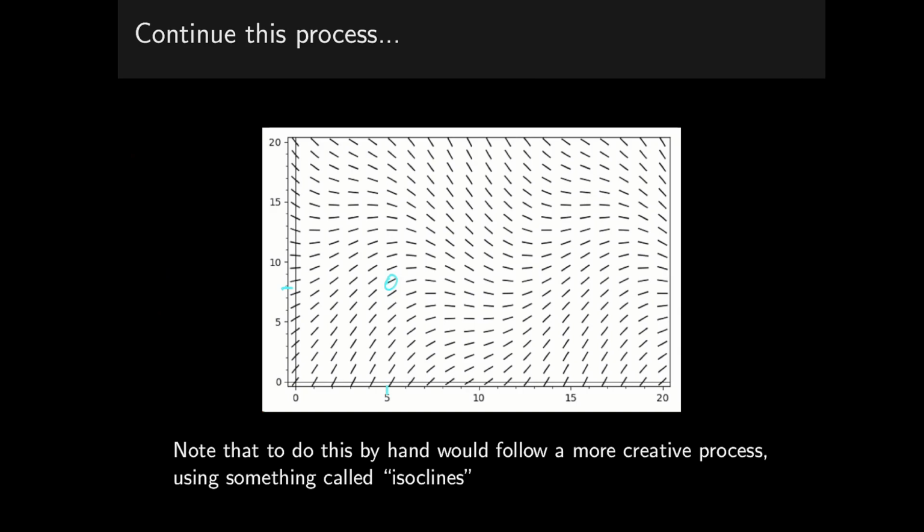Okay. So again, why do we care about this? We care about this because this can tell us about the behavior of a system without needing to actually solve for a particular or general solution.